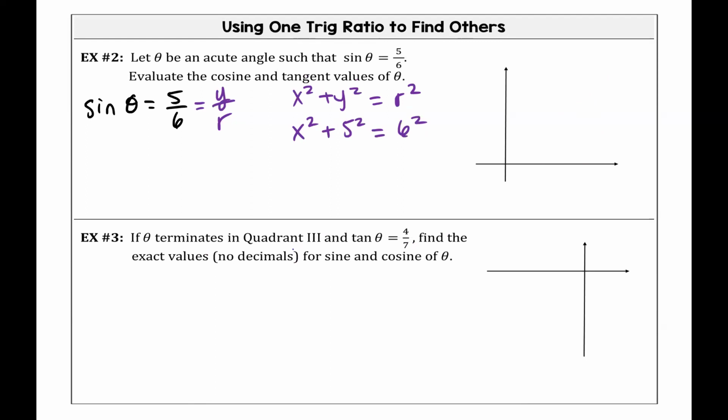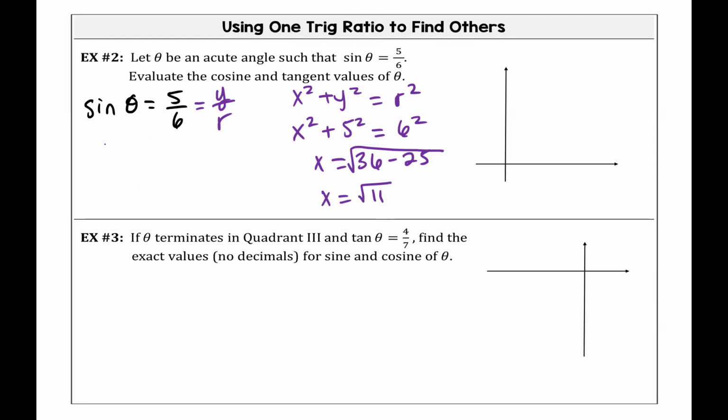How do I solve for x? What am I doing? I'm going to subtract and then do what? Take the square root. So x equals the square root of 36 minus 25. So x equals what? 11, right? 36 minus 25 is 11.